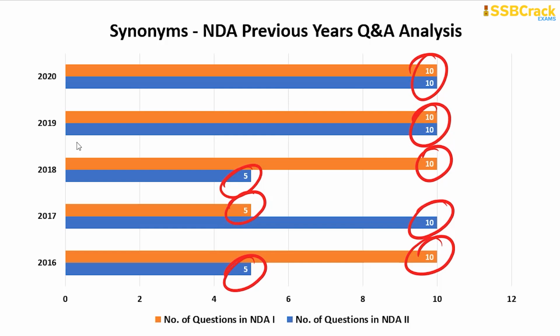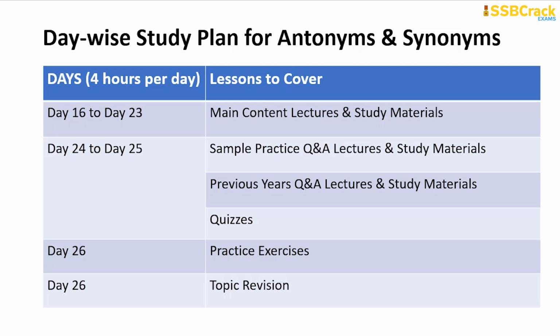So again, you can get 5 to 10 questions from antonyms and synonyms each for your NDA English section. So you can score from antonyms 20 to again 40 marks, from synonyms 20 to again 40 marks. So that means a lot of marks, right? So let's see how we can read them and study them together.